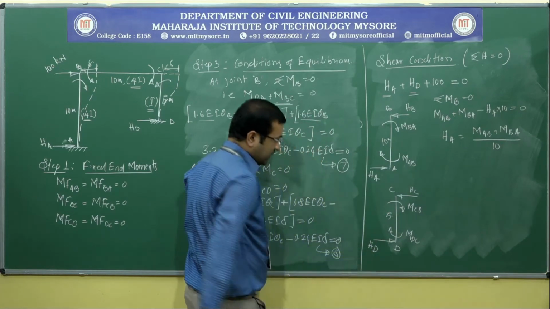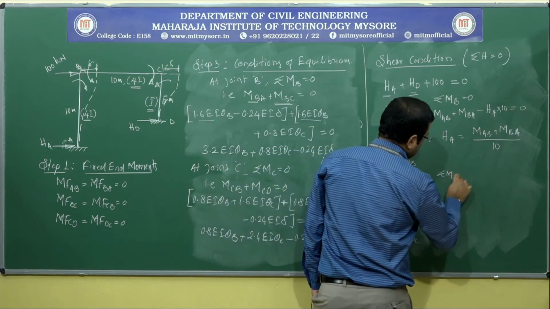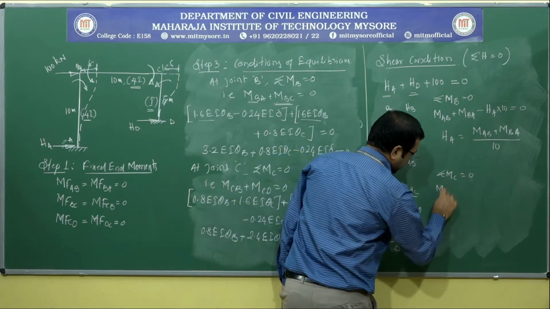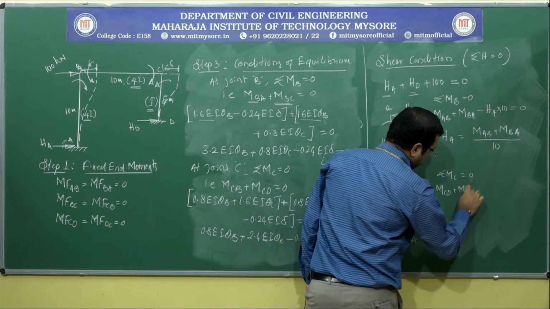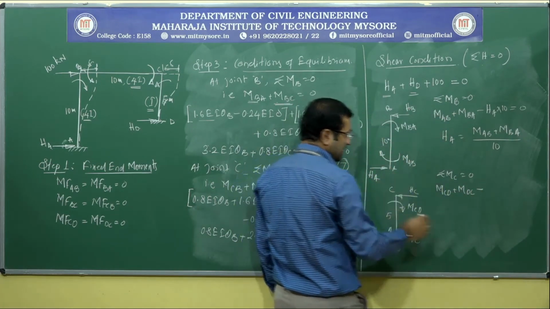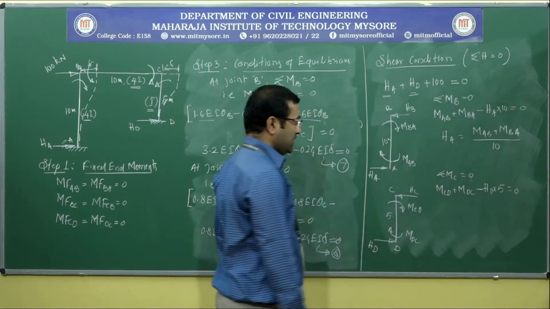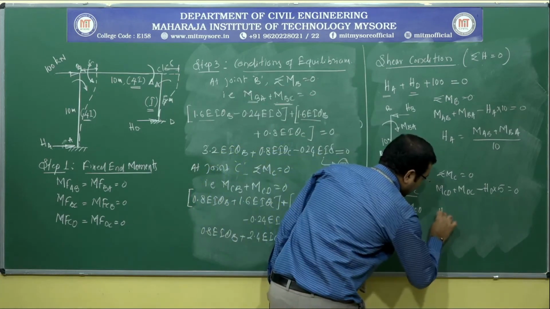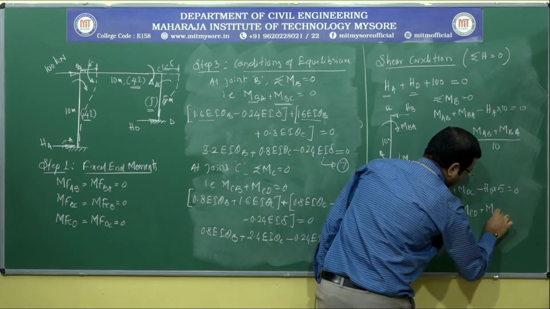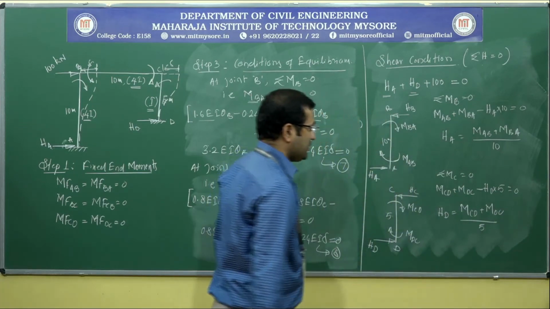So, my intention is to determine the HD. So, I need to take the moment about C. If I take moment about C and equate it to 0, then we have these two positive moments, MCD plus MDC, minus this HD creates an anticlockwise moment about C. So, minus HD into perpendicular distance, which is 5 meter, equals to 0. So, we will get HD as MCD plus MDC divided by 5. So, this is the value of HD.